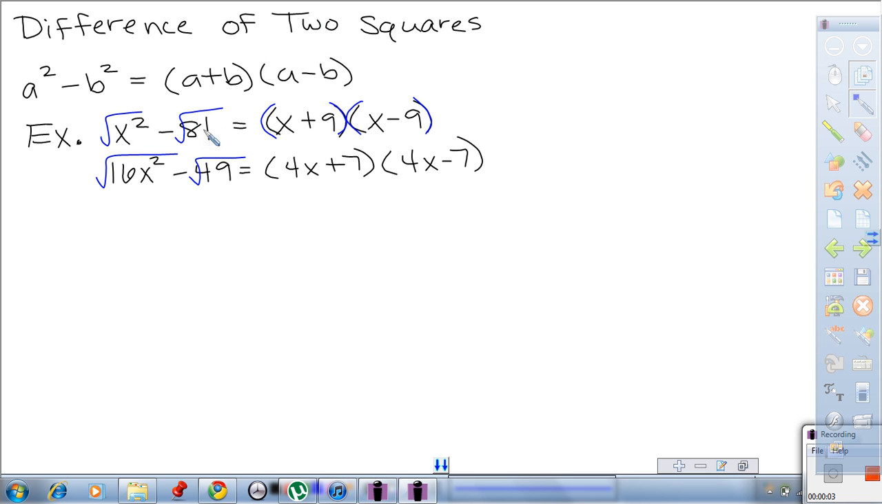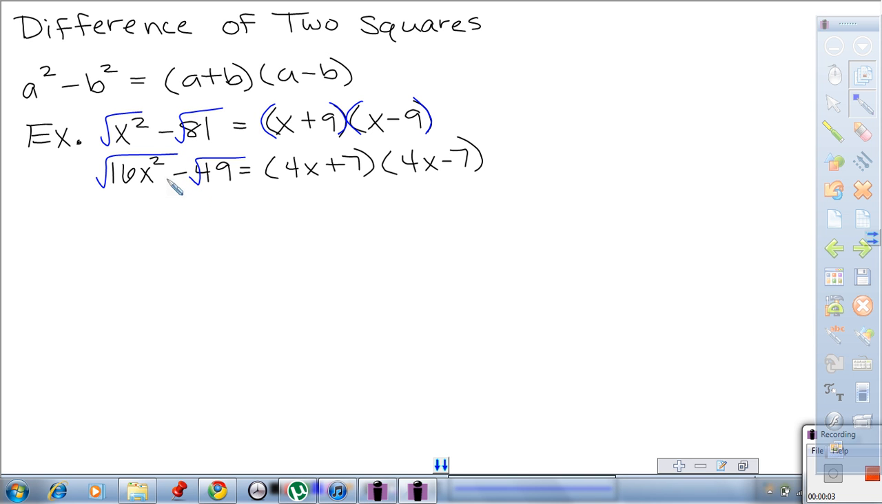Spotting the difference of two squares is fairly easy considering it will always be a binomial, meaning you'll just have two terms where both the terms are perfect squares. So x squared is obviously a perfect square. Also, 81 is a perfect square. 9 times 9 is 81.